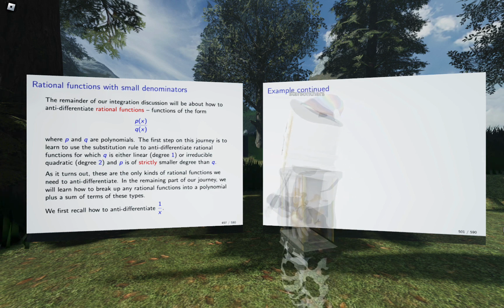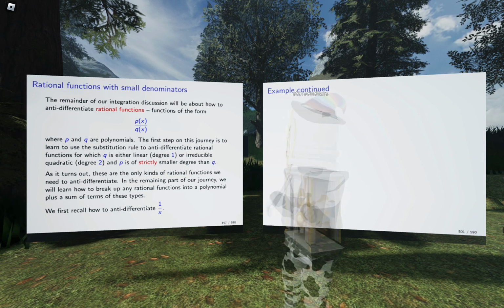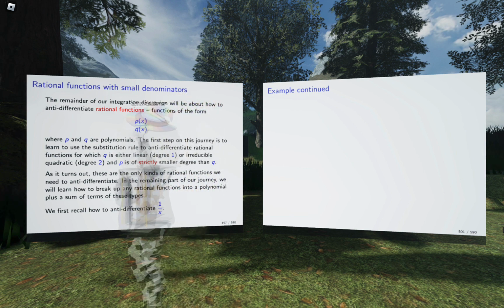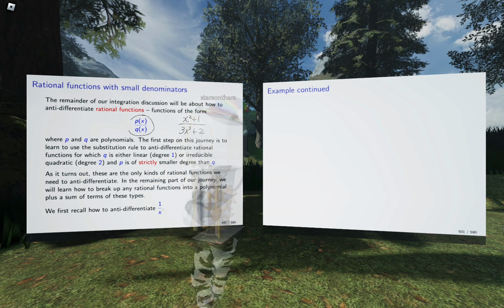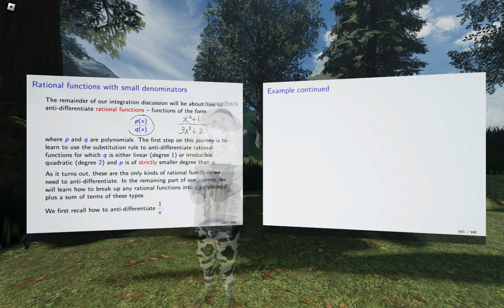Today we're going to be talking about integrating rational functions. So a rational function is something that looks like a ratio of two polynomial functions. Something like this. Right? So for example, x squared plus 1 on 3x cubed plus 2. That's a rational function. We're going to discuss how to integrate rational functions.